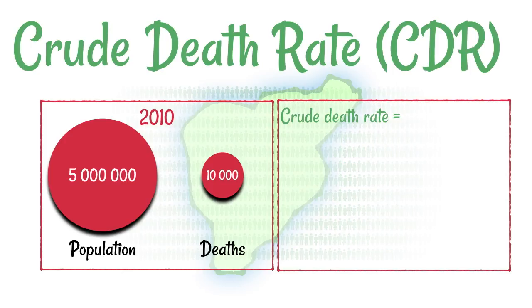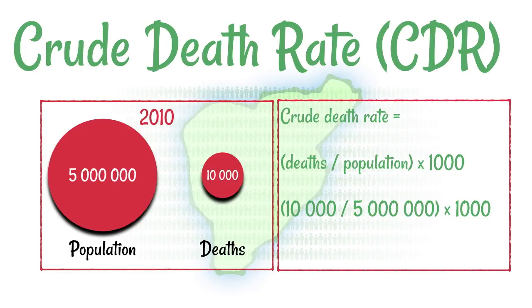So to calculate the crude death rate, we've just got to do deaths divided by population times by 1,000, which is 10,000 divided by 5 million times by 1,000. And if you put that into your calculator, you will get a crude death rate of 2 deaths per 1,000.